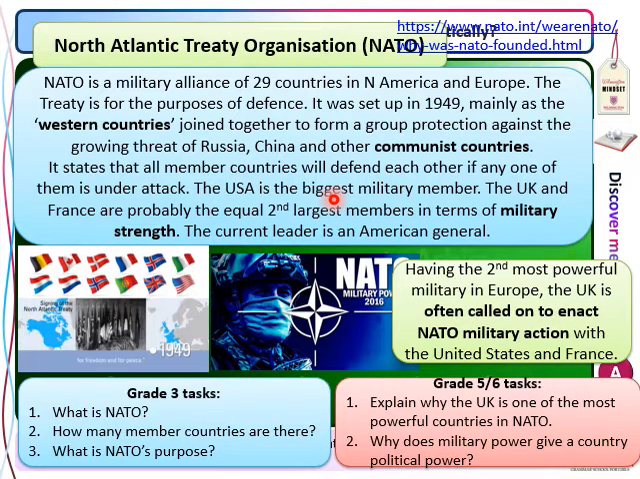But in Europe, the UK and France are fairly much equal second largest members. I think France has a slightly larger military than the UK, making the UK a close second in terms of military power in Europe. So having the second most powerful military in Europe, the UK is often called on to enact NATO military action with the US and with France. So again, this is how we can politically influence, by actually saying, well, if you don't do this, then with our NATO buddies, we're going to come in and get you.